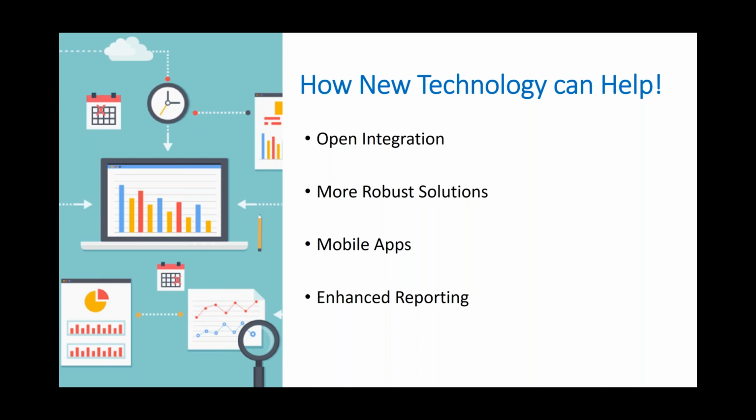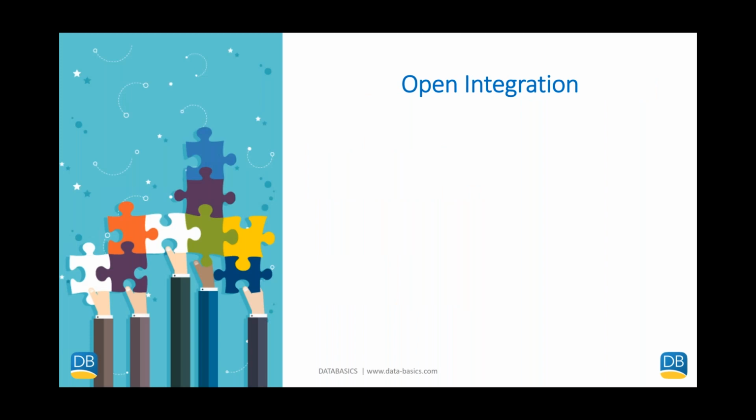The other area is that you have solutions out there that are now simply more robust, and we'll talk about where that more robust functionality takes place. I'll show you what we're able to do from a mobile app perspective and how that ultimately plays into what we're doing on the P card side. And then the last component is looking at reporting and giving people better access to better data. So the first one is open integration.